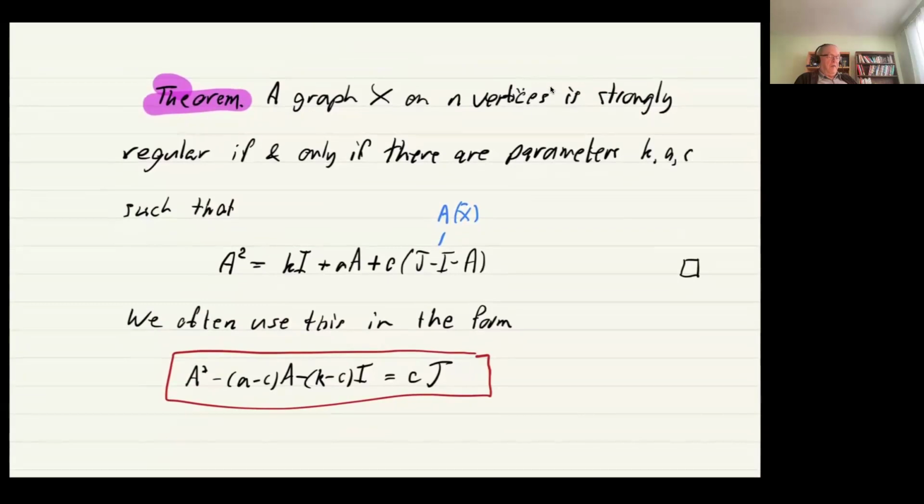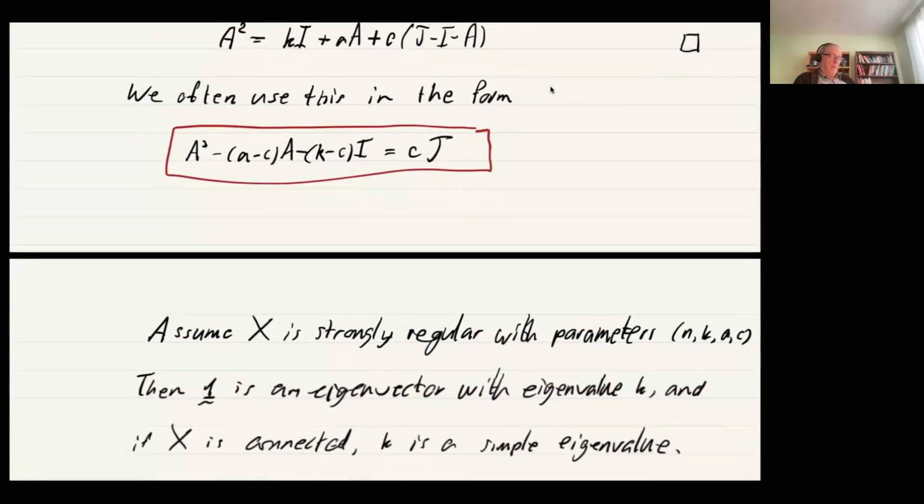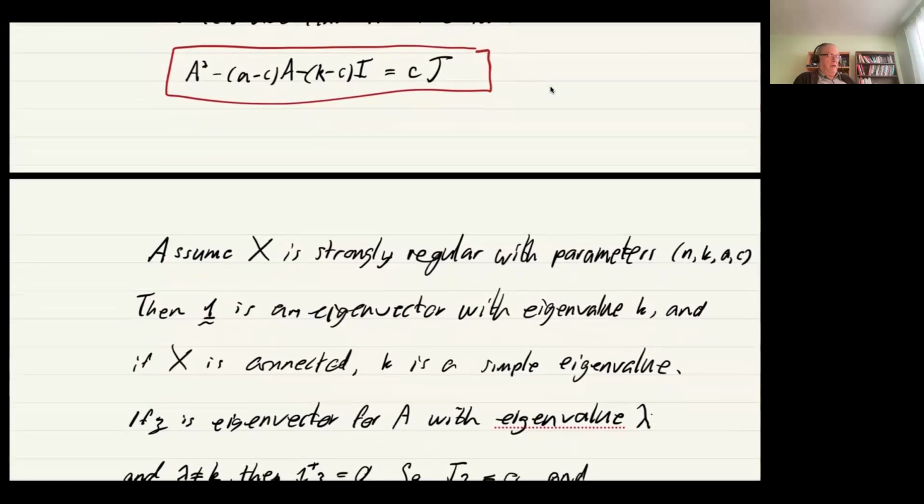Now, it's often convenient to rewrite this expression in this form, so you've got a quadratic polynomial in A equal to a constant times J. From this, you can work out the eigenvalues and the multiplicities of the strongly regular graph. In particular, you can show that there will only be 3 eigenvalues, the valency and 2 more. Okay, let's work through this. We can actually see this.